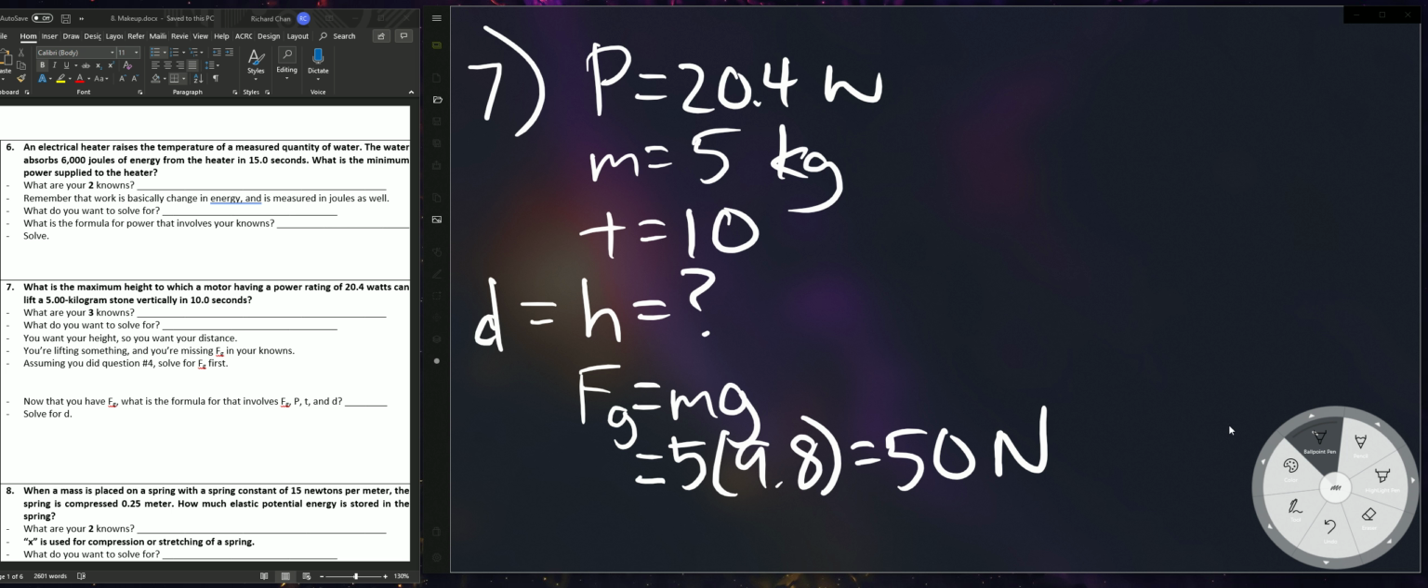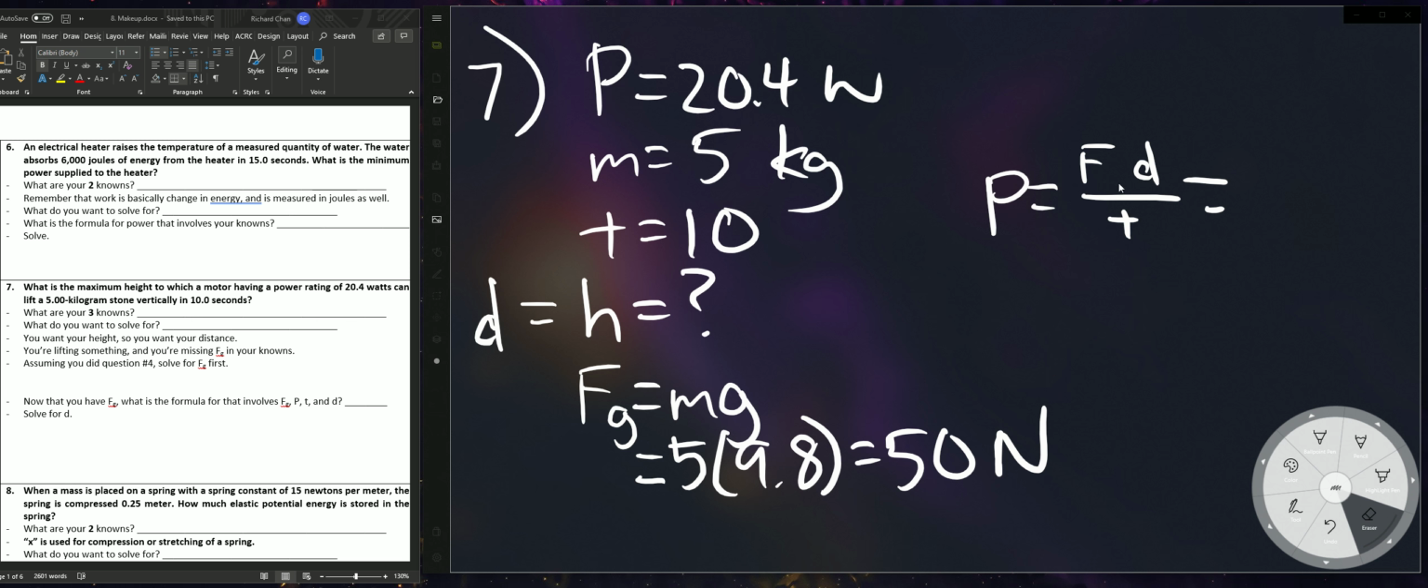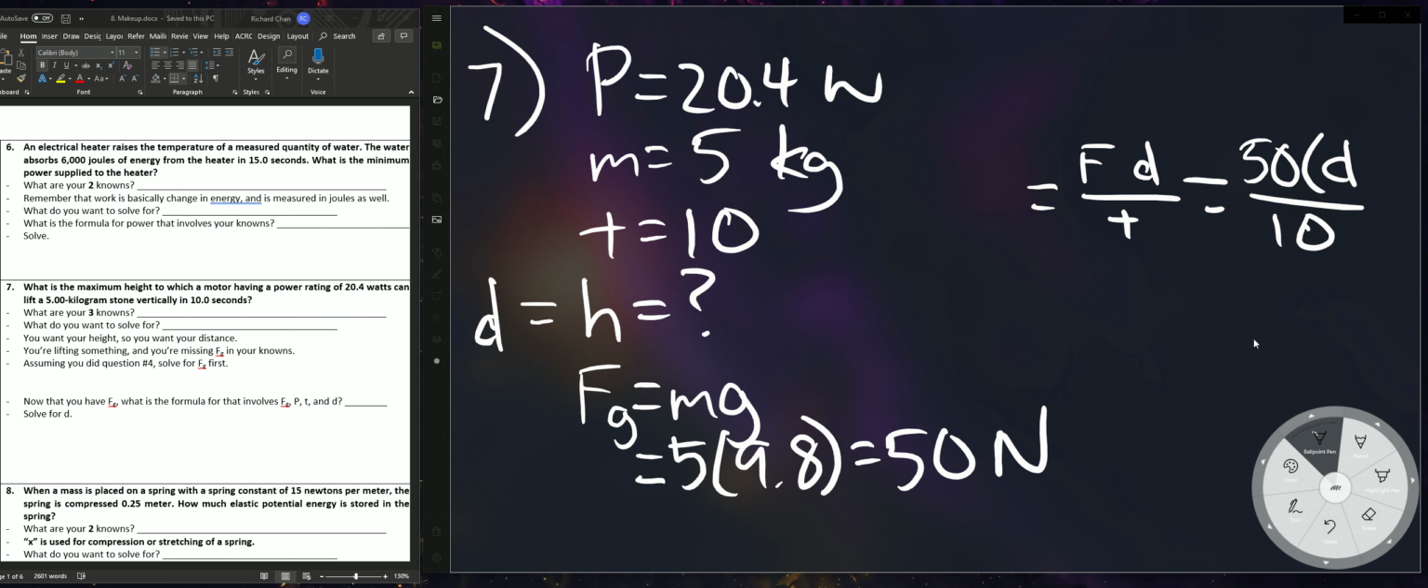Now that you have Fg, what is the formula that involves Fg, P, T, and D? And so the formula that involves that is this right here on your reference table, right? And there's no G here, but it's just F actually. And so let me just make that a bit more clear. So it's FD over T. And so F is 50, D is what we want to solve for, and we know what T is. T is 10. And I'm actually going to replace the P over here to be 20.4 watts, all right?